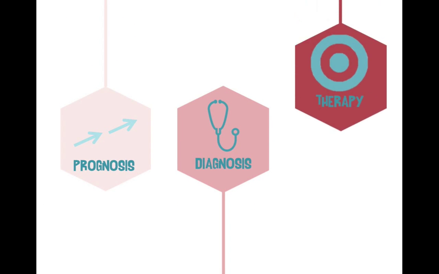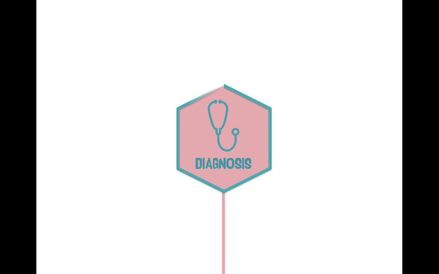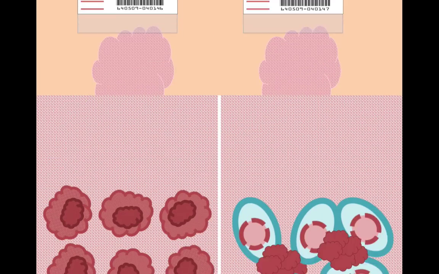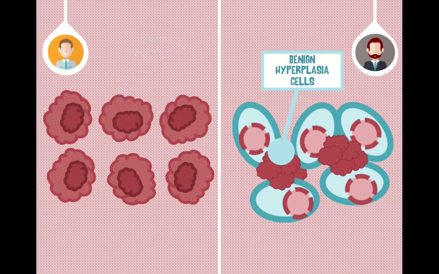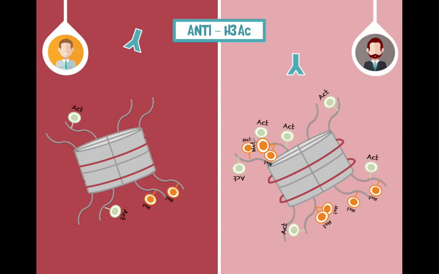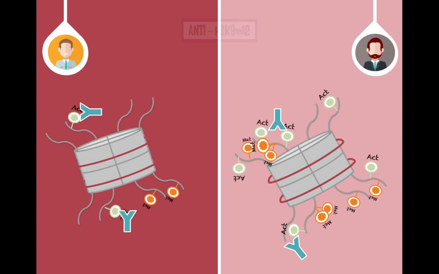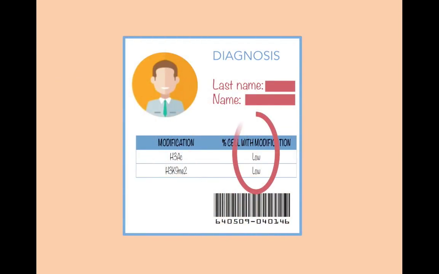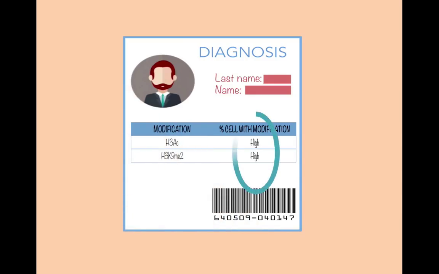We can also use histone modification for the diagnosis of prostate cancer. We can distinguish between a prostate cancer and a benign prostatic hyperplasia by detecting two specific and different indications. Histone modification patterns are altered in case of cancer. Then, when the percentage of cells expressing these histone modifications is low, we will diagnose prostate cancer. But if this percentage is high, we will diagnose a benign prostatic hyperplasia.